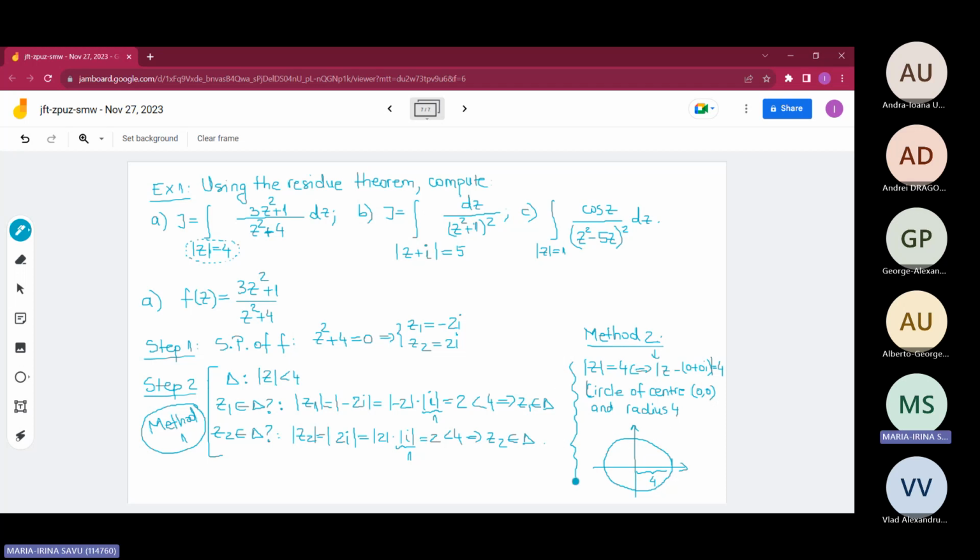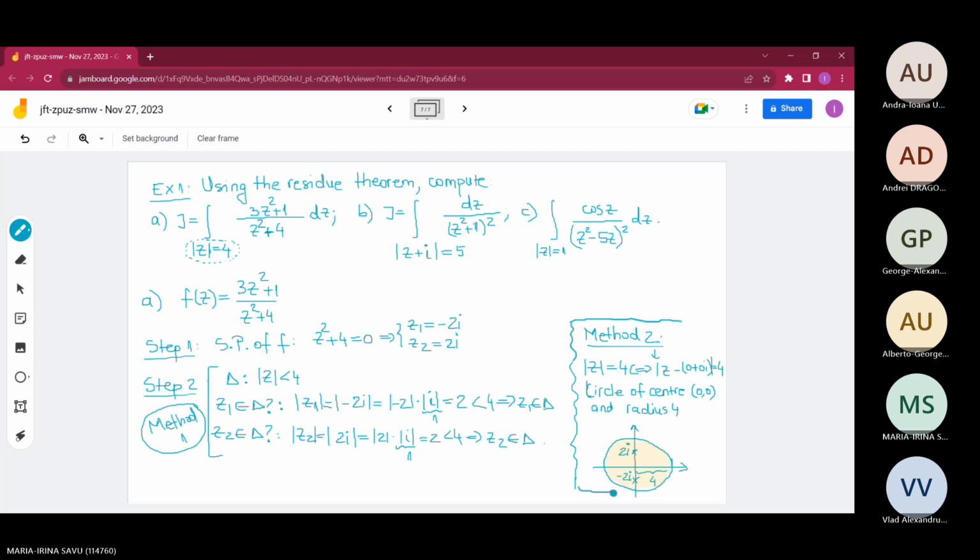and I have to represent here minus 2i and 2i. 2i is here, and minus 2i is here. So you could see that these points are the interior of this. So you have to use the function f in each of these points.